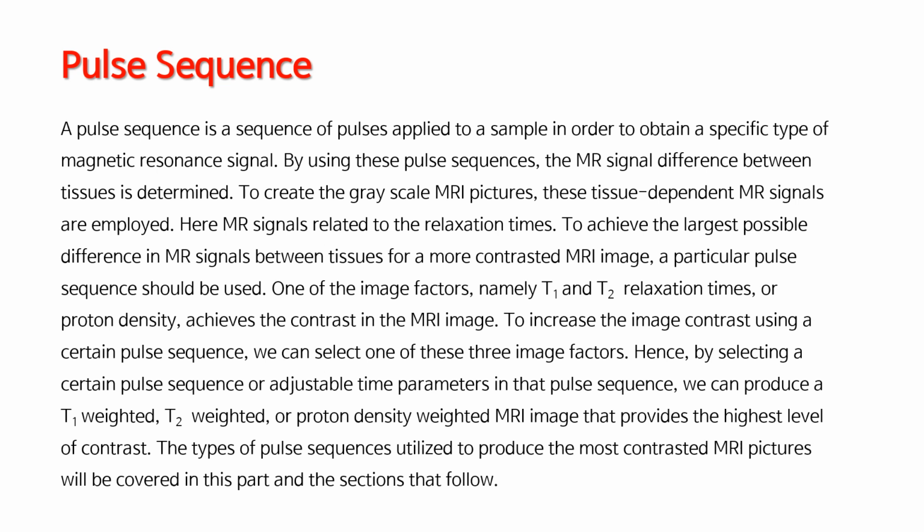A pulse sequence is a sequence of pulses applied to the sample in order to obtain a specific type of magnetic resonance signal. By using these pulse sequences, the MR signal difference between tissues is determined. To create the grayscale MRI pictures, these tissue-dependent MR signals are employed. So using these tissue-dependent MR signals, we can construct the grayscale MR pictures.